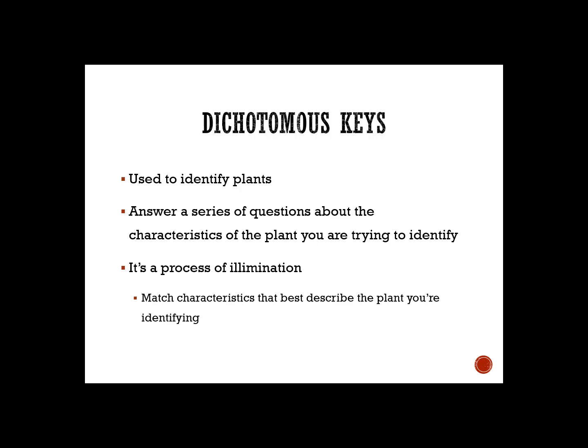And when you're identifying plants, you can use dichotomous keys. I'll show you what these look like. It's answering a series of questions about the characteristics of a plant you're trying to identify. It's basically a process of elimination. You match the characteristics that best describe the plant you're identifying.